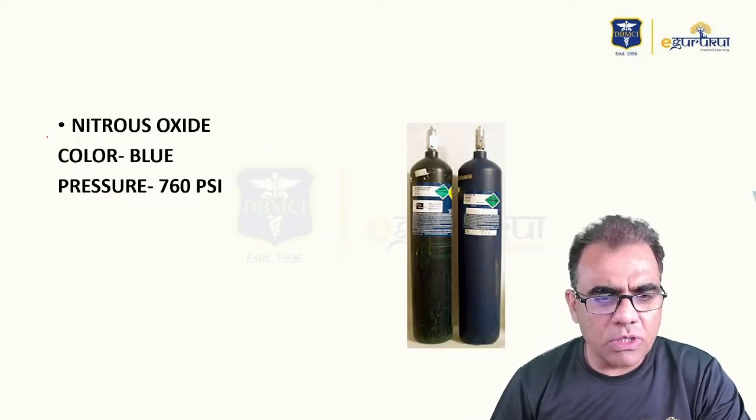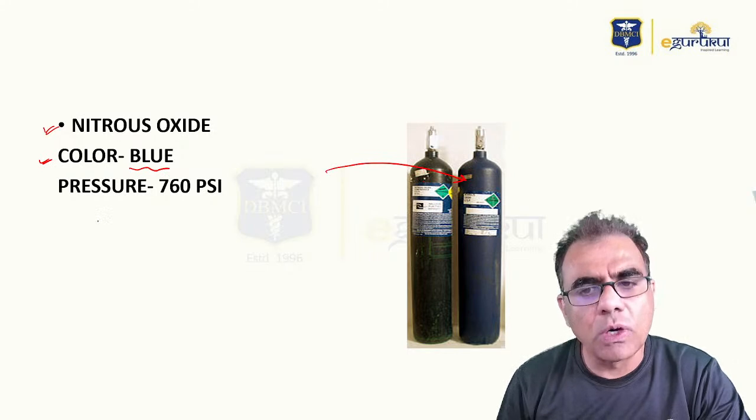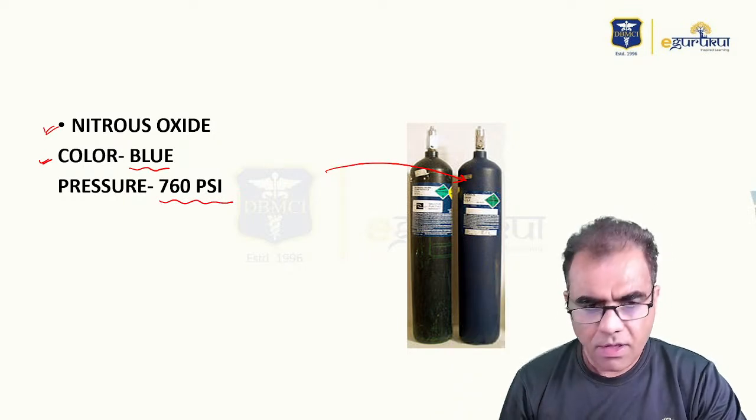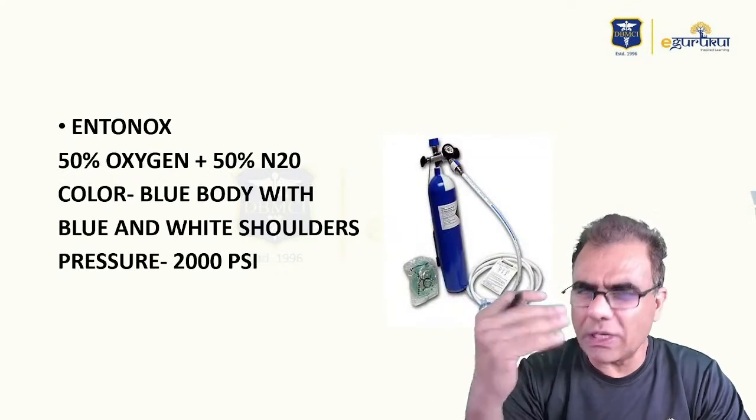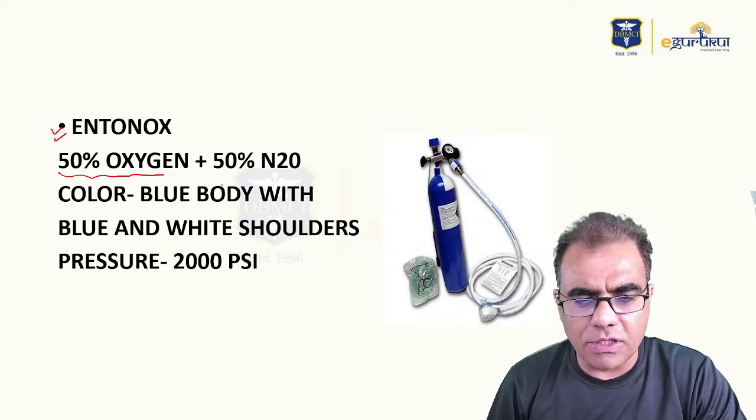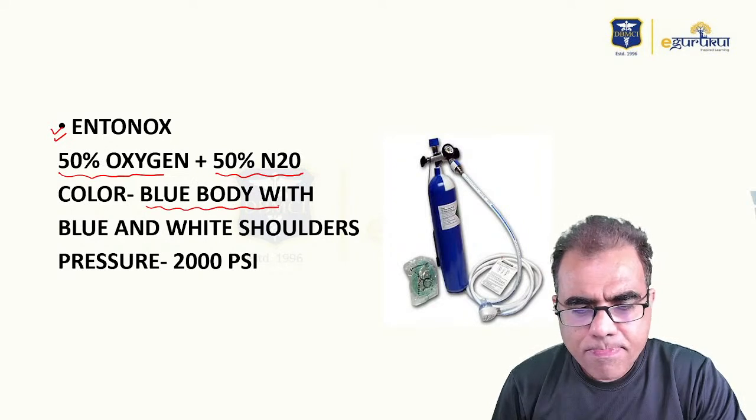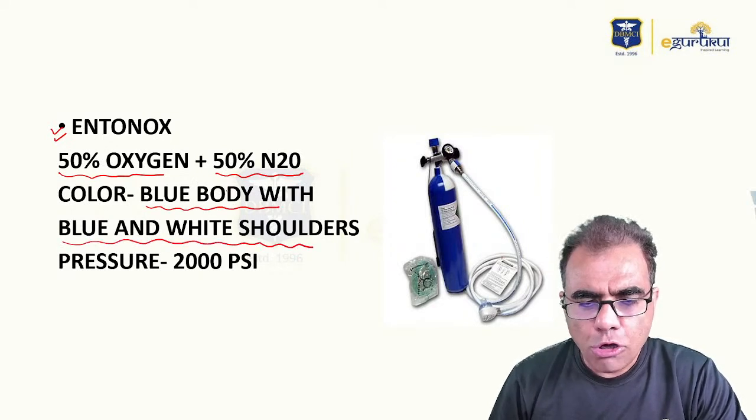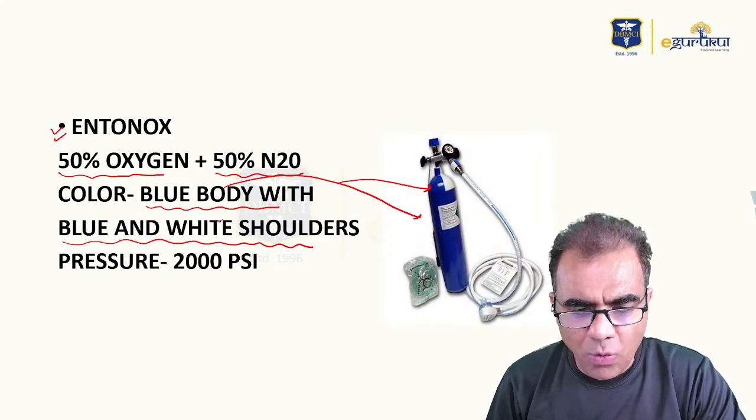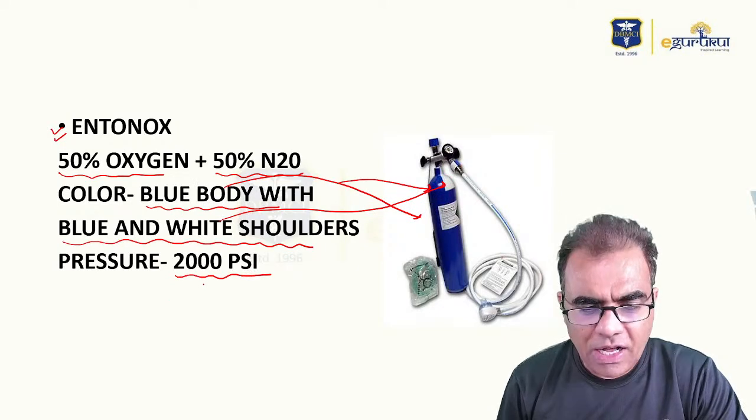Then the second cylinder in common use is nitrous oxide, which is stored in blue color cylinders at a pressure of 760 pounds per square inch. The third cylinder that is sometimes used and can be asked from you is Entonox, which is a mixture of 50% oxygen and 50% nitrous oxide. The color is blue body with blue and white shoulders. So the blue body with blue shoulders indicates nitrous oxide and white shoulders indicates oxygen. And the pressure is the same as that of oxygen, that is 2000 psi.